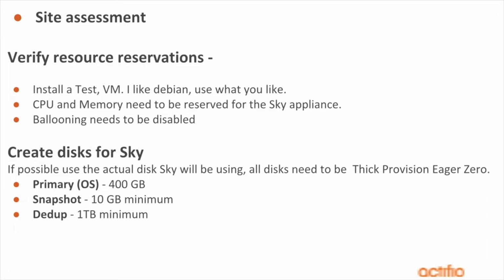Now, you really only need to do this once. So if you were going to install 7 Skies, you could really make this VM, clone it, and then push it around to the different environments you want to assess to see if they're suitable candidates for the installation of a Sky appliance.